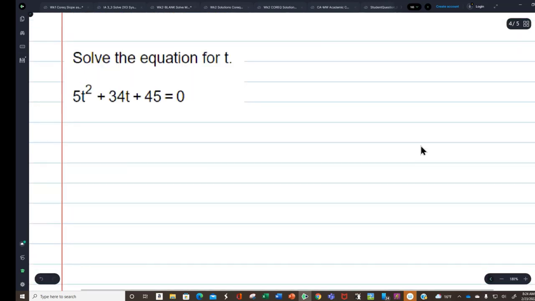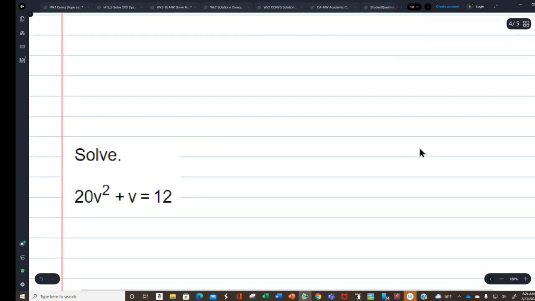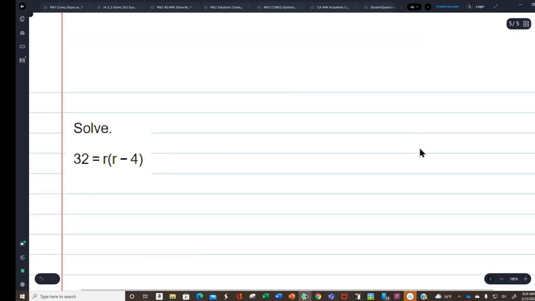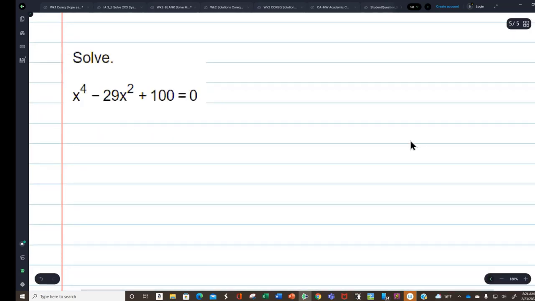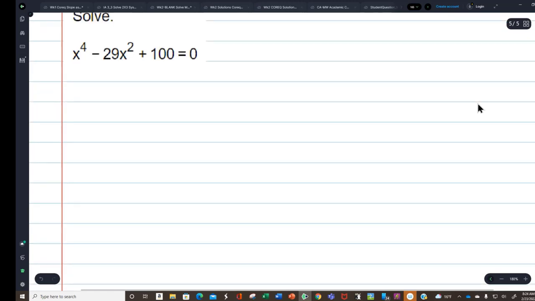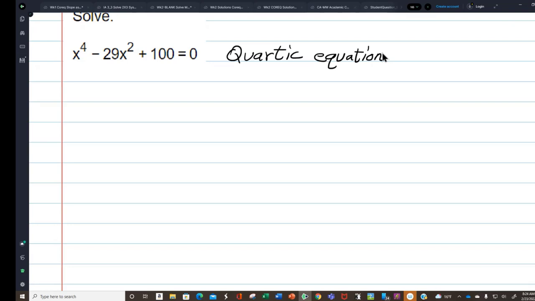Now we go to something everyone hates, but I want to do this first. I want to talk about that because I don't want to miss that. That is not a quadratic. In fact, this is called a quartic equation. Highest power 4. On the surface, we don't have a method for factoring quartic equations.